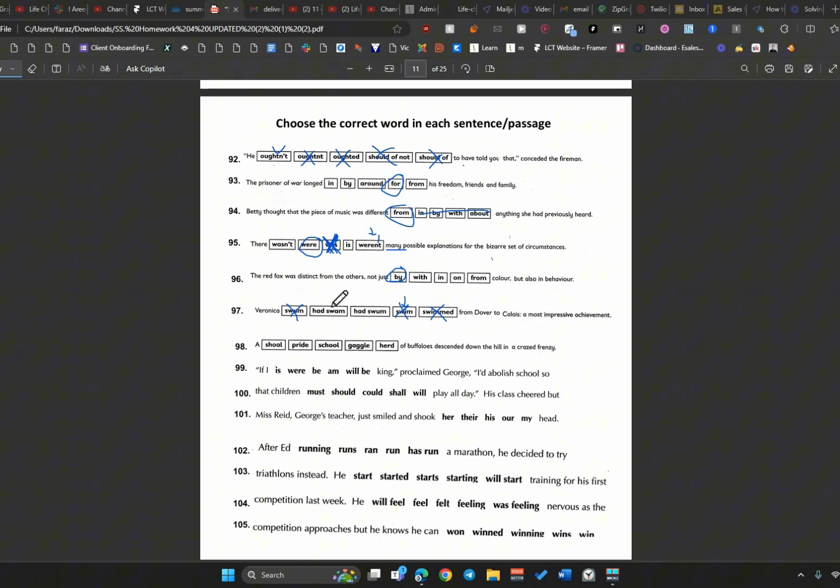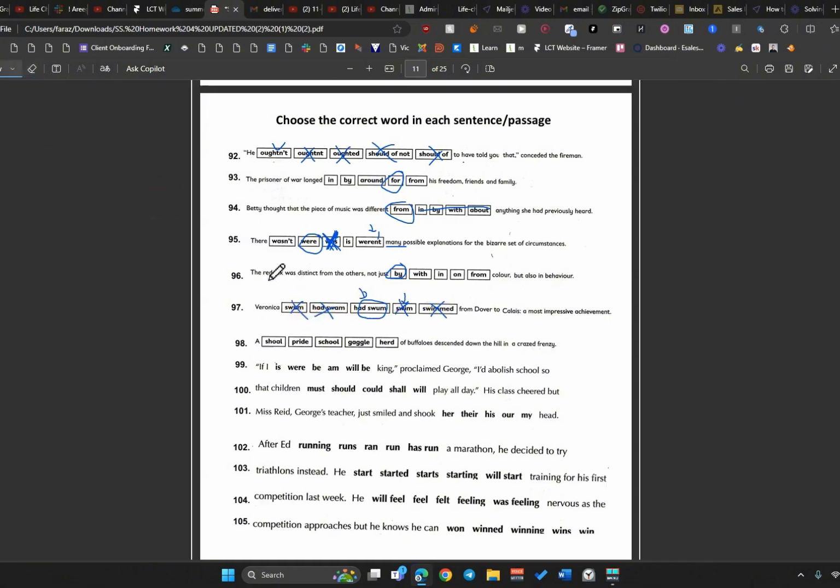from Dover to Calais. The only difference here, right, is if you're going to choose "swum," the past participle with a U, that will have to have "had" in front of it. So Veronica had swum from Dover to Calais. That works, right? When you say "had swam," that doesn't work. If you said just "swam," Veronica swam from Dover to Calais, that works. So we're actually left with one option, which is the answer, "had swum from Dover to Calais."